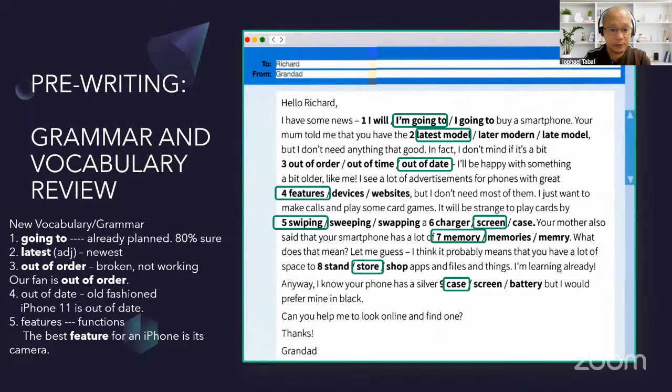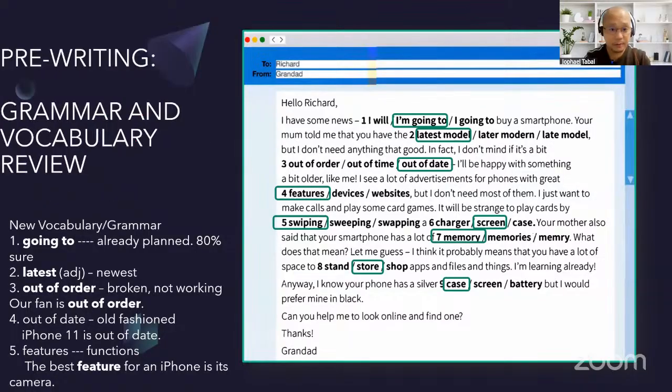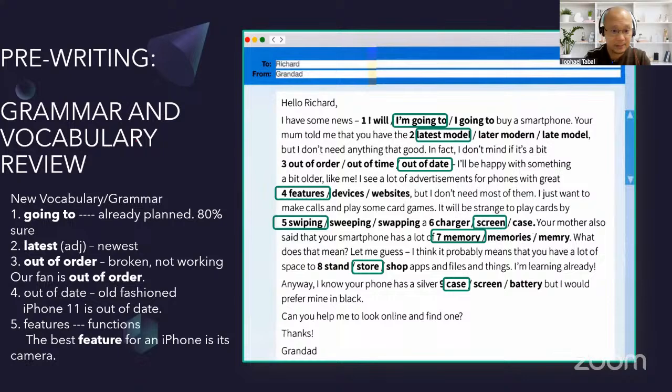Okay, so I want you to check these new words here, and again I want you to write them in your vocab notebook so you can practice them in your speaking and writing. Please practice them to improve your speaking and writing.